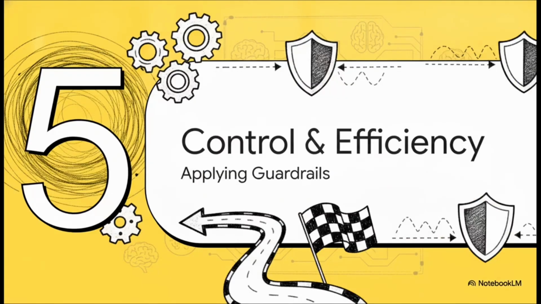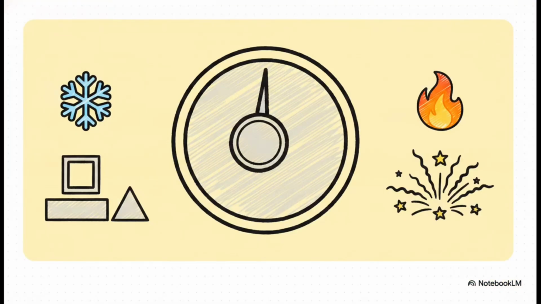Finally, Module 5, Control, Creativity, and Efficiency. Time to apply the guardrails. We've reached the final cooldown module. This is where we apply the guardrails, tune the performance, and align the AI to operate safely and efficiently.